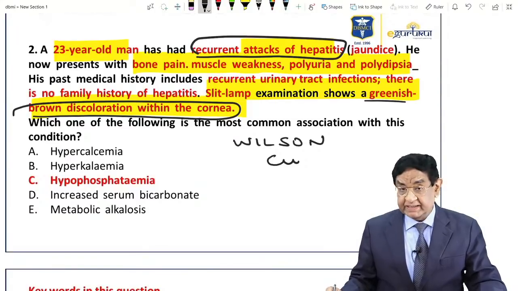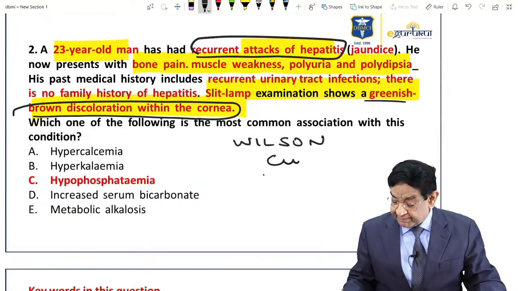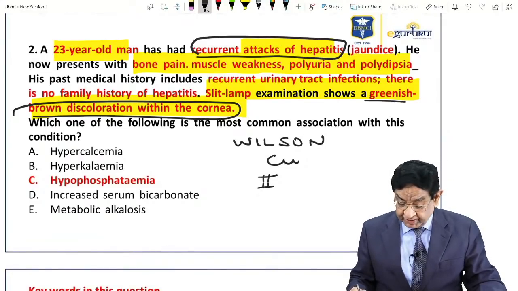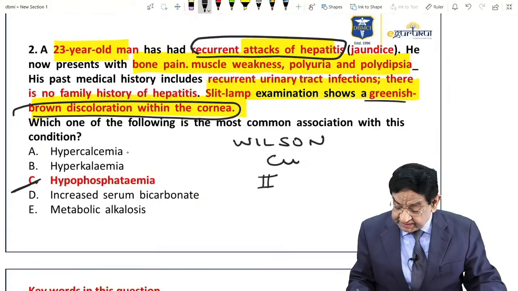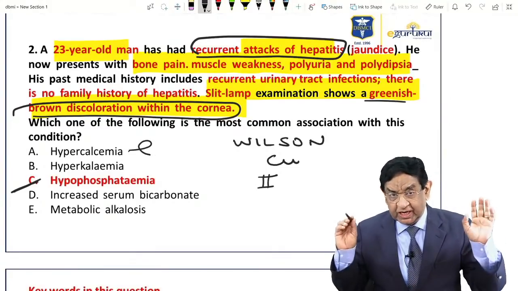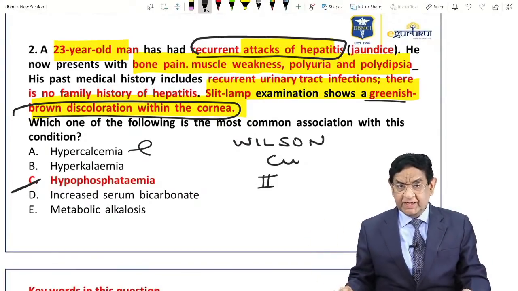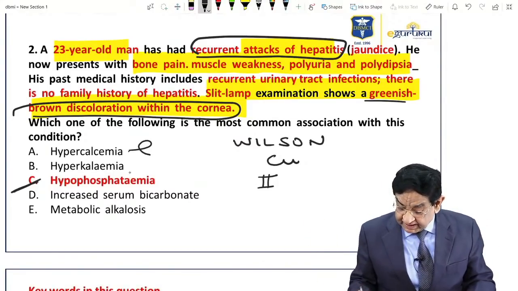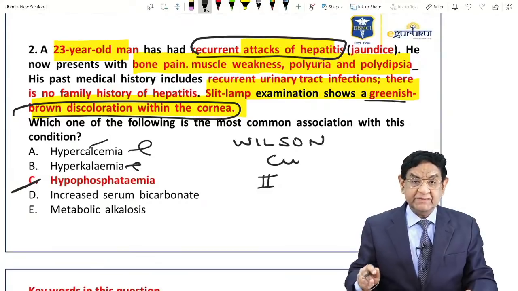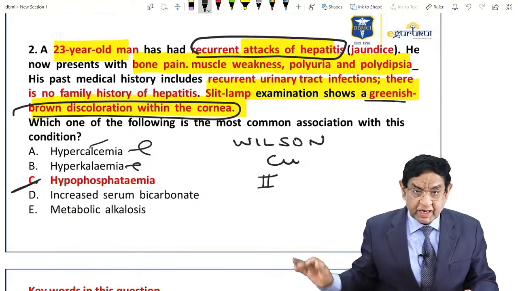And we know in Wilson disease we have type 2 RTA. In type 2 RTA, what happens? Hypophosphatemia occurs. Is there a hypercalcemia in type 2? No way. Hypokalemia occurs. Now you can answer very comfortably because you know the basic. Is there hyperkalemia? No, there is hypokalemia and no hypercalcemia because a lot of calcium is going out.